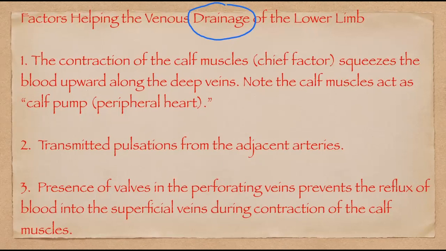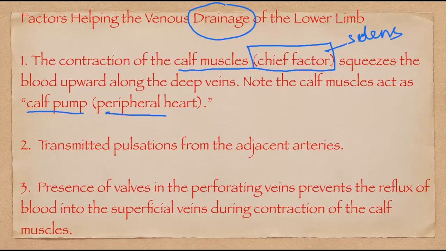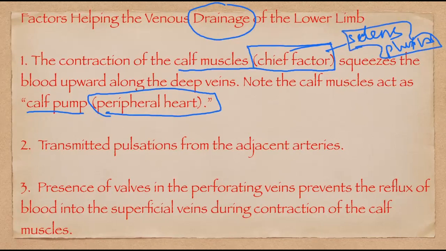There are some factors that help that drainage. The contraction of the calf muscles is the most chief factor. It is the soleus. There is a venous plexus present in the soleus muscle that squeezes the blood upward along the deep veins. Note, the calf muscles act as the calf pump or peripheral heart. So the soleus plexus is called the peripheral heart.